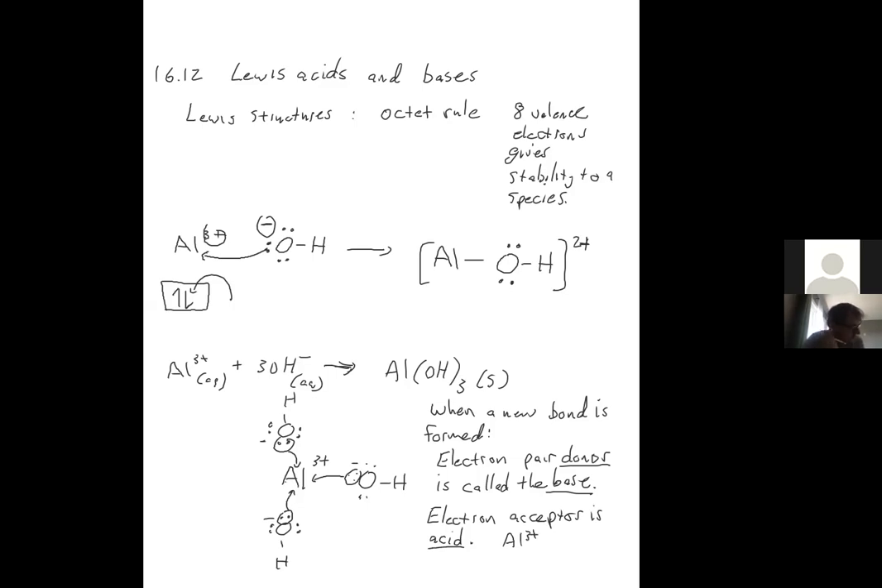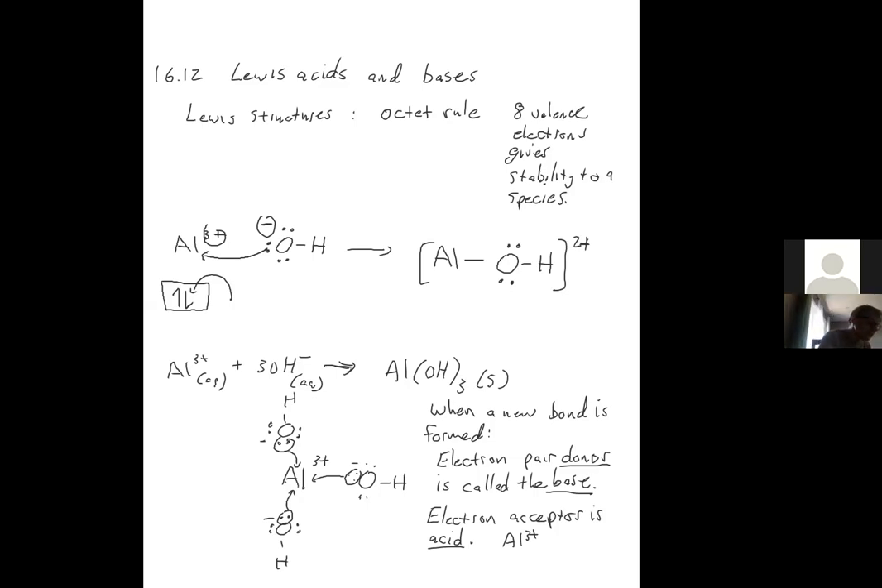Okay, so sometimes atoms will form bonds where each donates one electron. We go over that in Lewis structures. But sometimes one species will have a pair, and the other one won't have any. They form a bond using both electrons from the one that has the pair. The one that has the pair is called the base, and the one that doesn't have the pair at the beginning is called the acid. Lewis acids and Lewis bases. Okay, and that's essentially the idea.